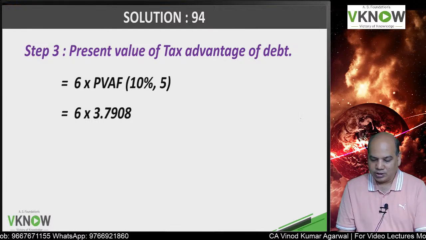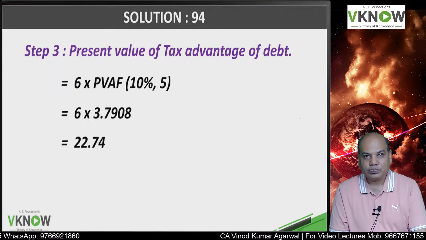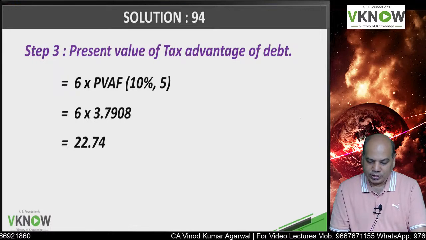3.7908 multiply by 6, 22.74. 22.74 is the tax advantage of debt.